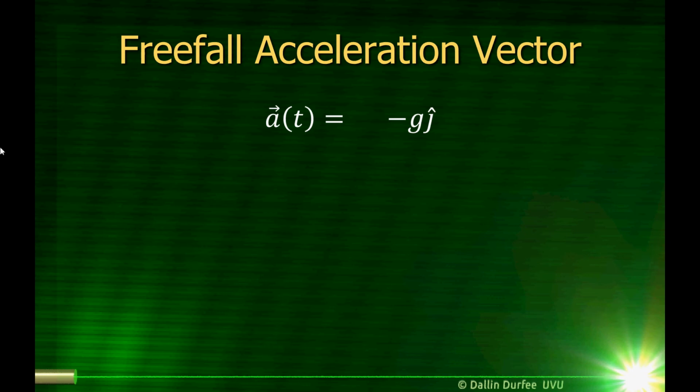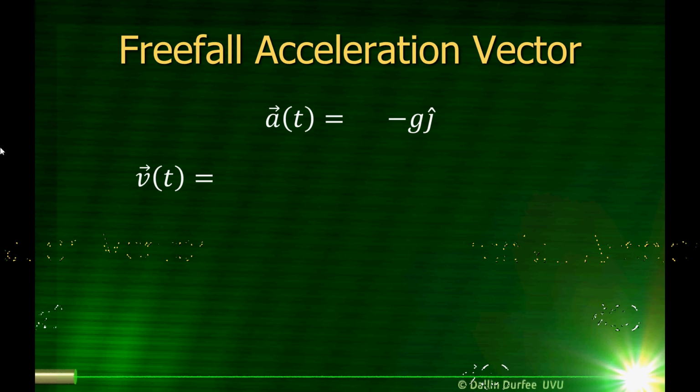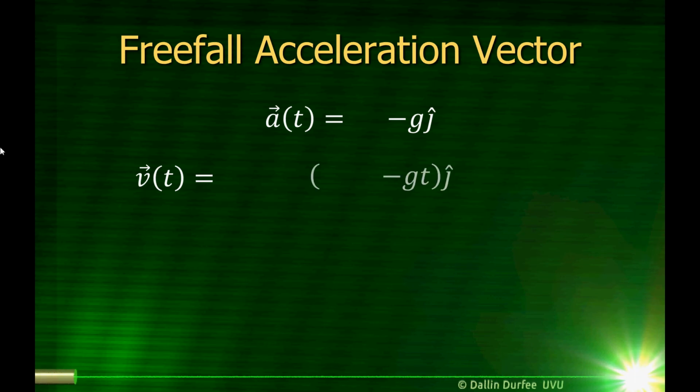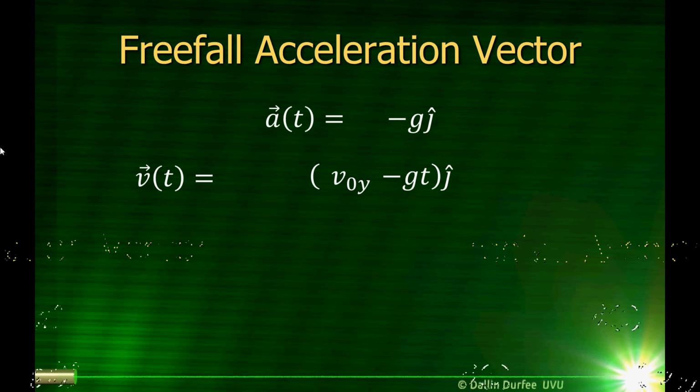Now, to find the velocity, I just have to integrate the acceleration. So the integral of negative g j hat is negative gt times j hat. But of course, when we do an indefinite integral to get velocity from acceleration, there's also an integration constant that shows up. And it turns out that constant is just the initial velocity, right? So if I plug in time t equals 0, I should get the initial velocity.